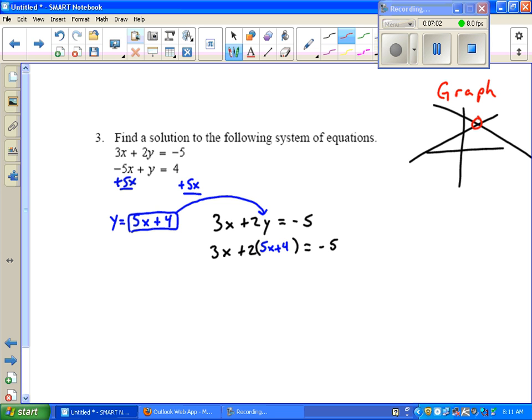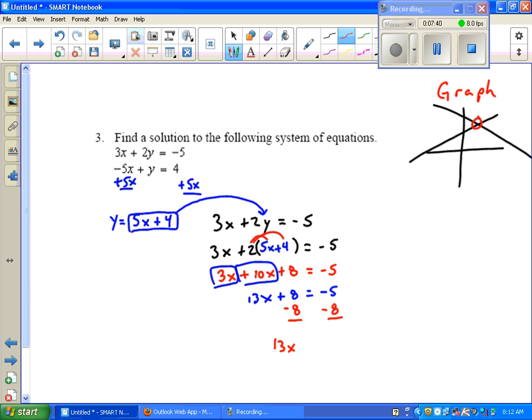Now what you need to do is make sure you distribute. 2 times 5x is 10x, and 2 times 4 is positive 8. Bring everything else down. It was positive 10x, so plus. Combine your like terms. You have 3x and you have positive 10x. Put those two together and you get 13x. Bring everything else down. Plus 8 equals negative 5. Get rid of plus 8 by subtracting it. You subtract it on the left, do the same on the right.